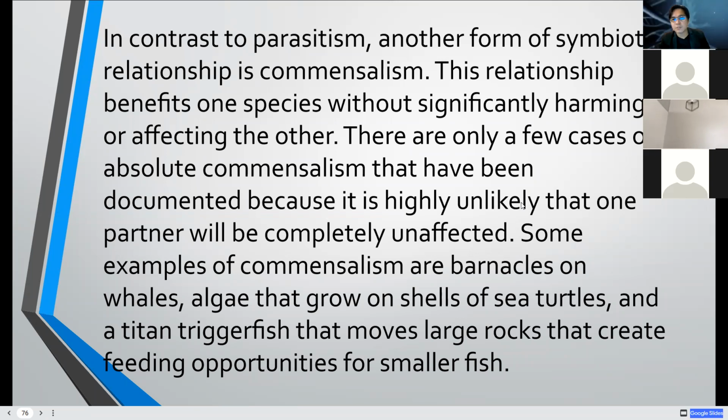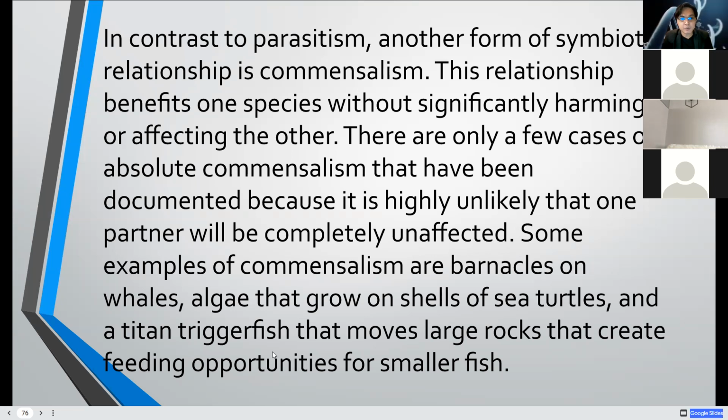Algae that grow on shells of sea turtles. Okay? Have you seen algae growing on sea turtles at their back? They tend to attach to the sea turtles not because they will consume the turtle, but because they actually benefit in that they can perform photosynthesis. And the sea turtles will not actually be harmed. And the titan triggerfish, rather, that moves large rock that creates feeding opportunities for smaller fish. What else?